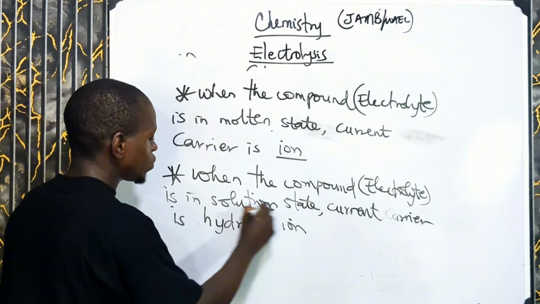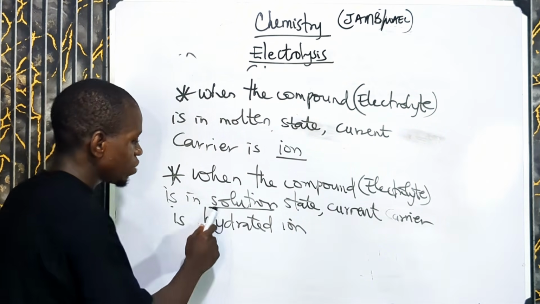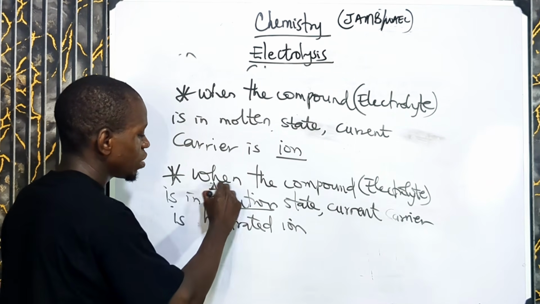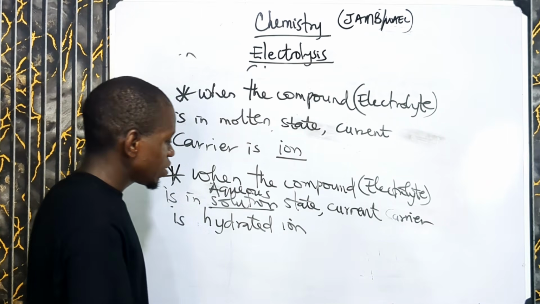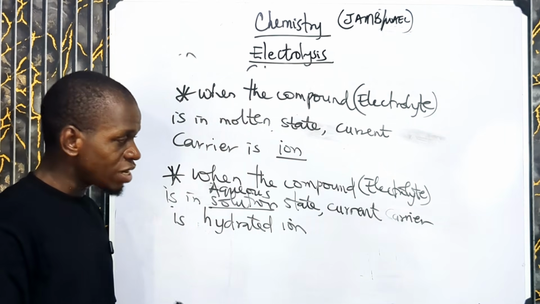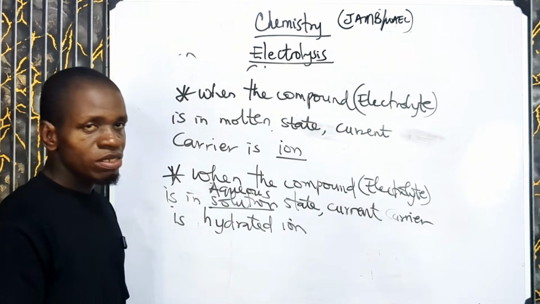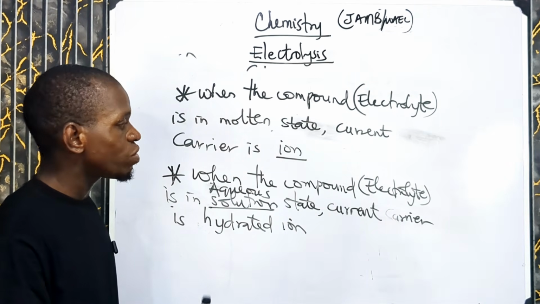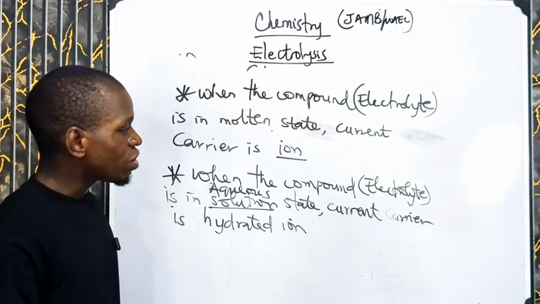Remember that the word solution can also be called aqueous state. The actual word I'm supposed to use here is aqueous state. It means that this compound was added to water to form a solution. Unlike the molten one that has little or no water in it, in this one the compound is dissolved in water. So that is what we have now.